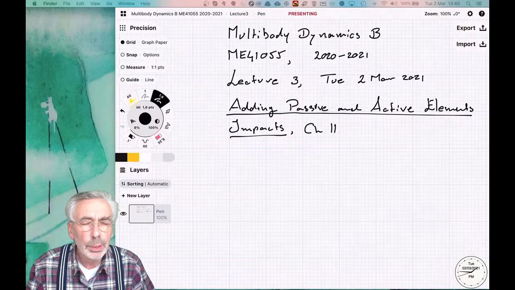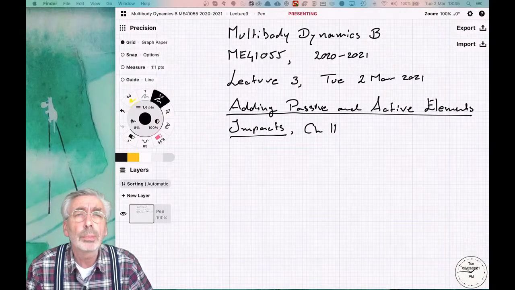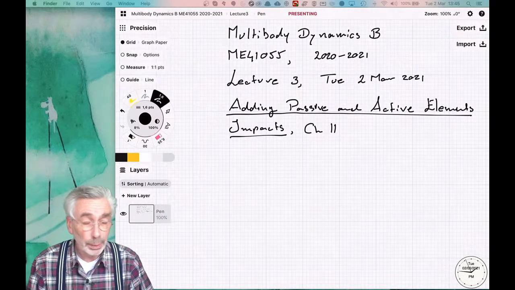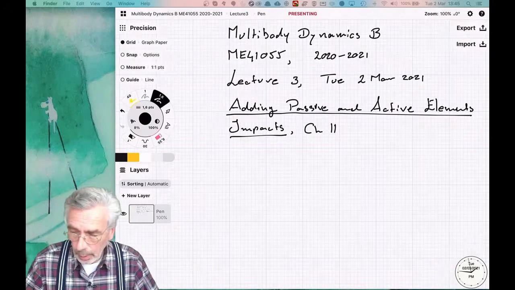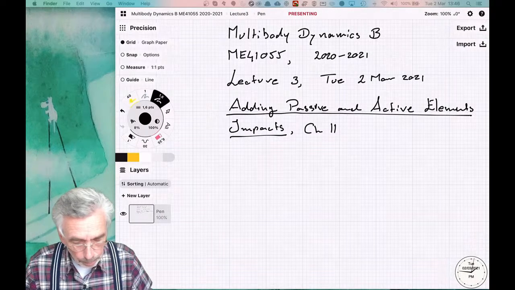Tuesday, 2nd of March. Today we're going to talk about chapter 11, where we're going to add passive and active elements to our multibody dynamic systems. And we're going to look at setting up impact equations. I will follow, of course, mainly the book.